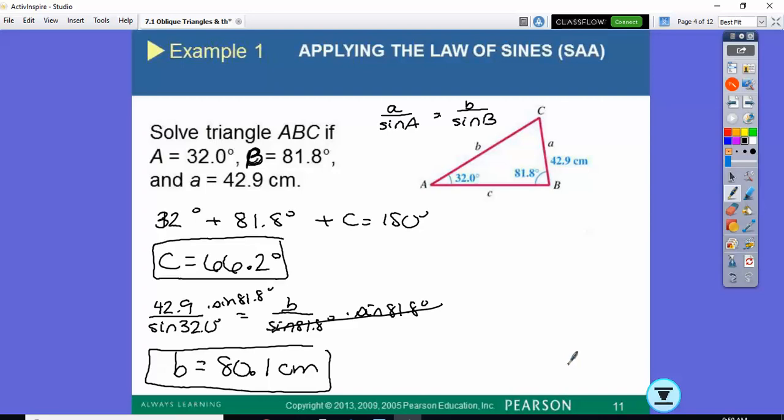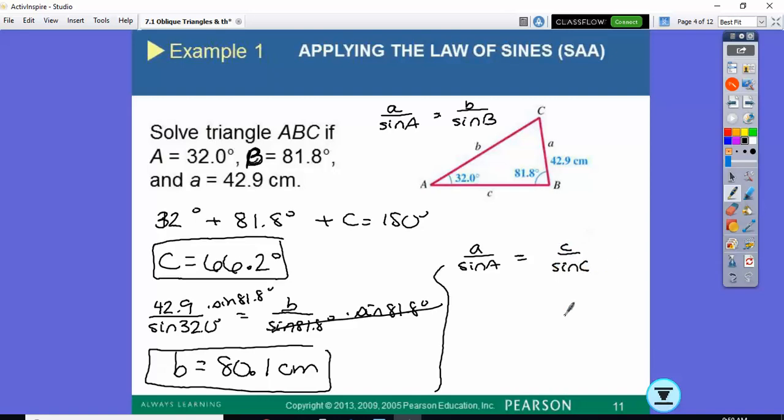Are you alright with that? Can I do Pythagorean theorem to find my third side? No, Pythagorean theorem only works if you have a right triangle, so I have to do the law of sines again. I'd rather not use this number unless I have to, just because of rounding error. So I am just going to use a over sine A again. And we need to find c, so that would be equal to c over sine of C.